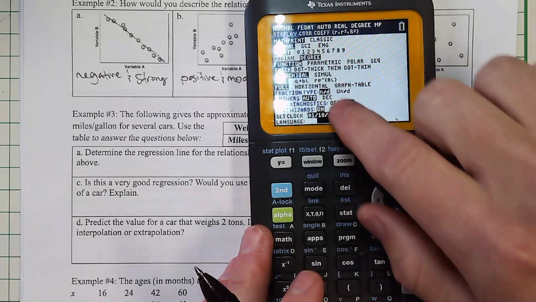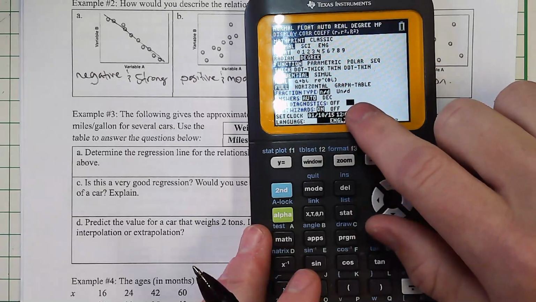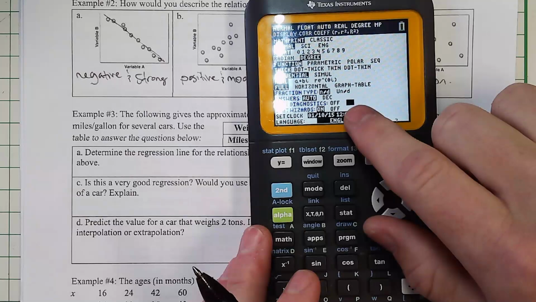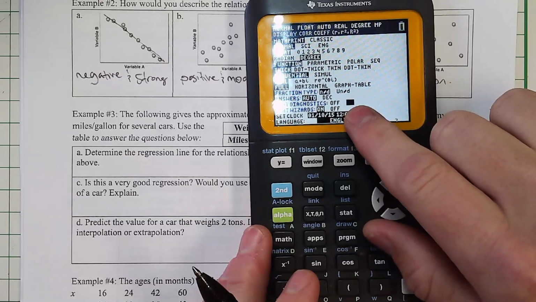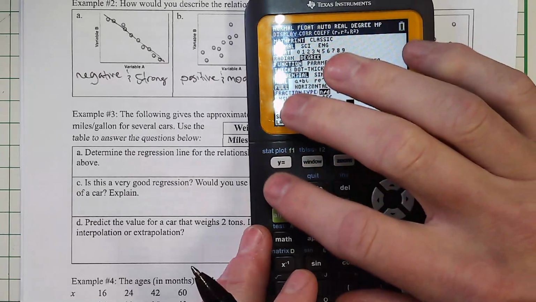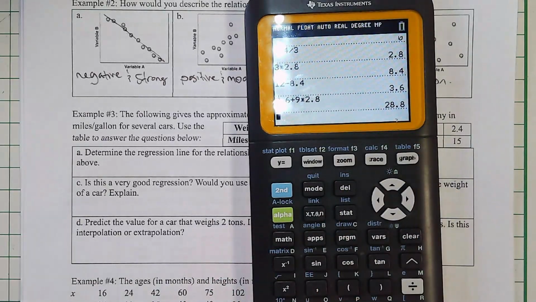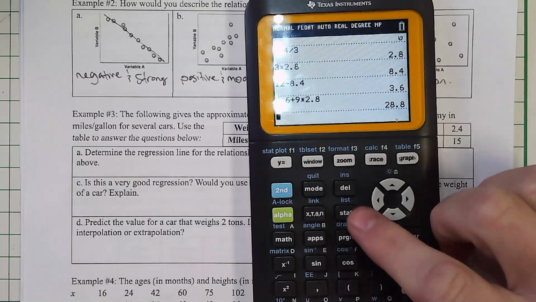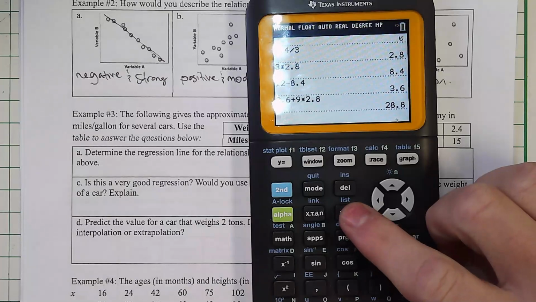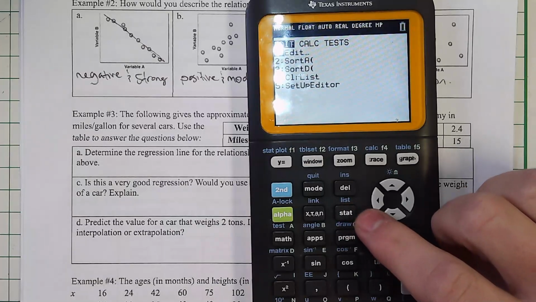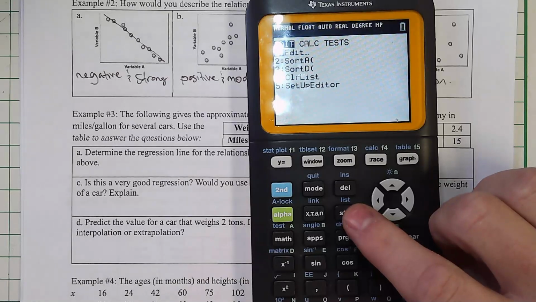So I'm going to go down to stat diagnostics. I'm going to make sure it's turned on. All right. I'm good there. So I'm going to press second mode to get out of there. Okay. Went too fast there. Sorry. I'm letting Raphael down. Now I'm going to press stats. So stats right here. And I'm going to press enter.